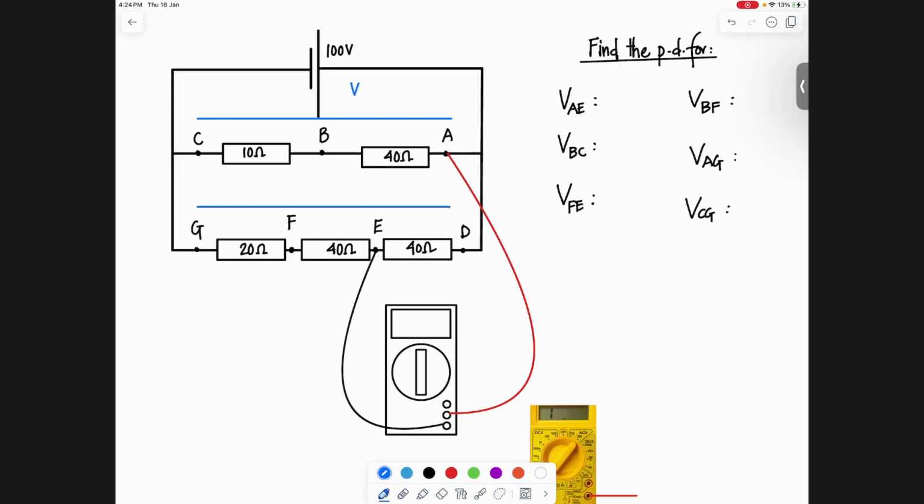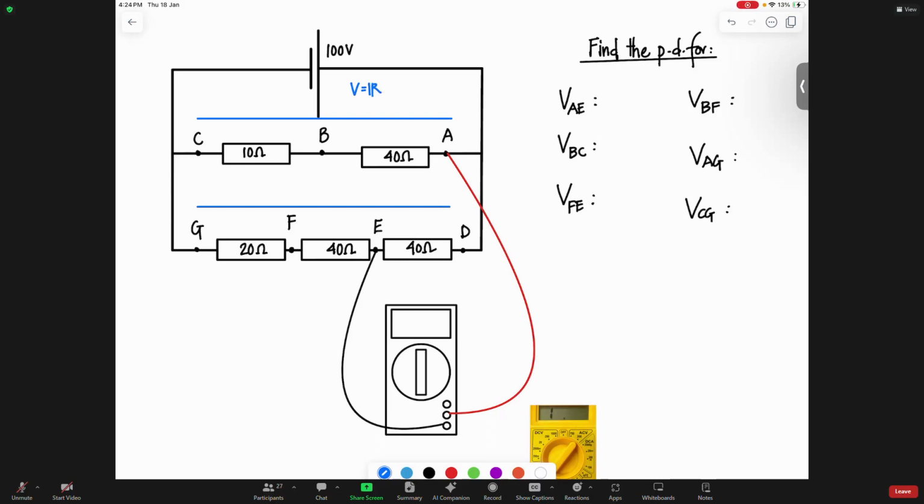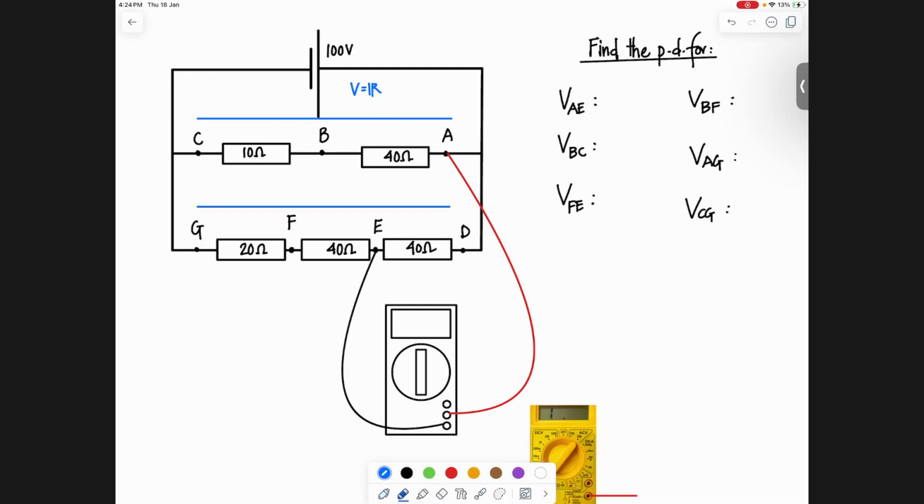V equals to IR. V equals to IR is known as the what law? Ohm's law, right? Ohm's law, the mathematical representation is V equals to IR. So can you tell me what is the voltage in the upper branch here? The whole branch, 100, right?